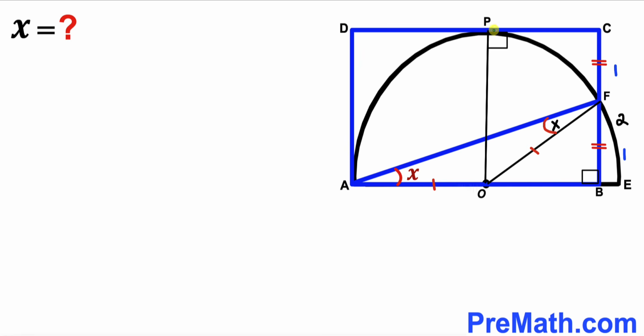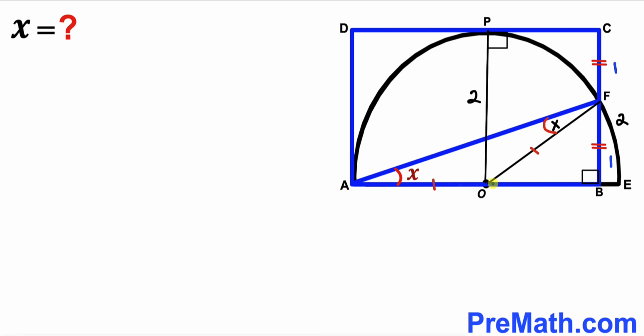Now let's make an observation. We can see this angle is 90 degrees for this radius OP, and this angle is 90 degrees as well. So we conclude that this radius OP is parallel to this side BC, and moreover this radius OP is equal to this side BC as well. We know that this BC length is 2 units. So this radius OP length has to be 2 units as well.